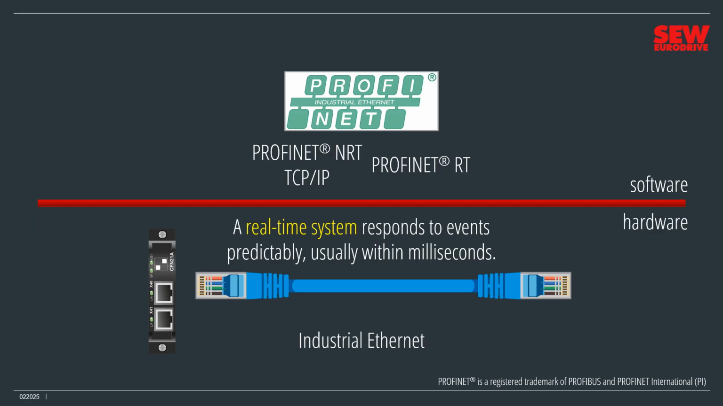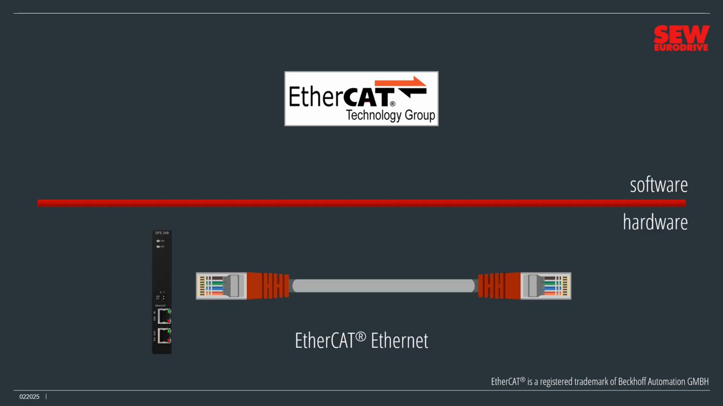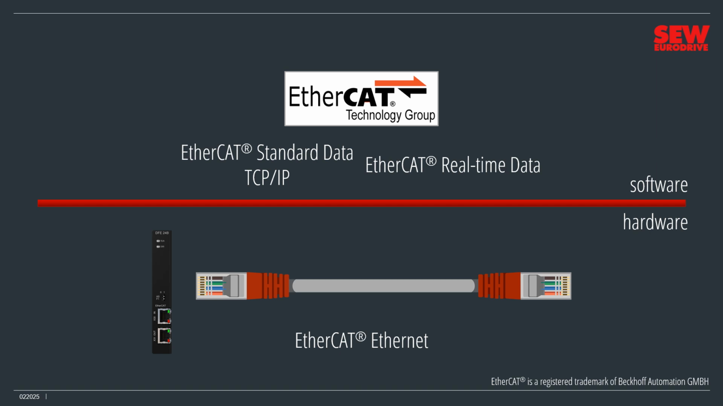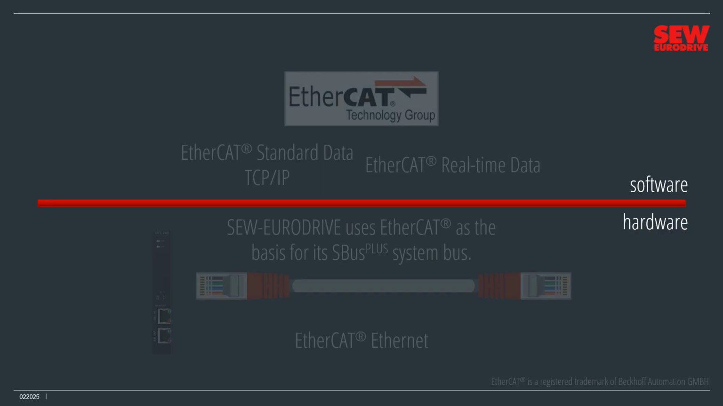The fourth example is another Fieldbus that excels in real time control, EtherCAT. It uses a specialized version of Ethernet designed to be both fast and predictable. Like Profinet, it has two sides, one for communication that doesn't have to be real time, and one for communication that does. EtherCAT is so quick and responsive that SEW Eurodrive uses it as the basis for its SBusPLUS system bus.